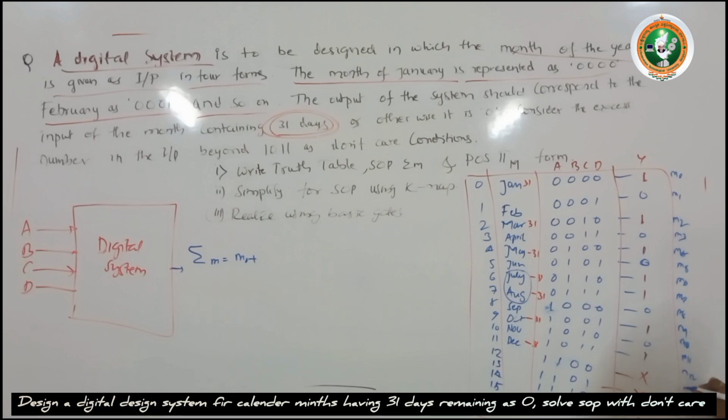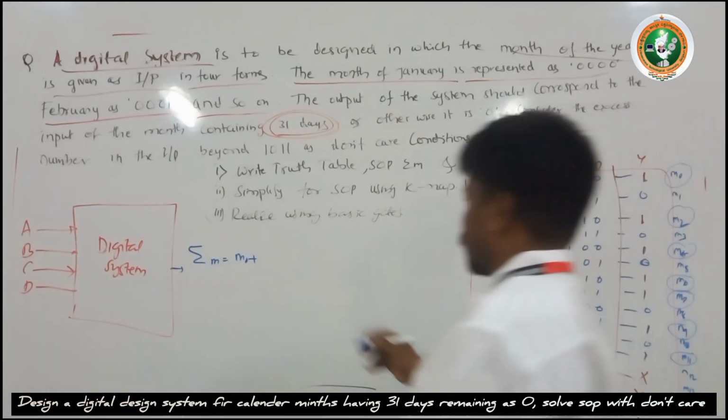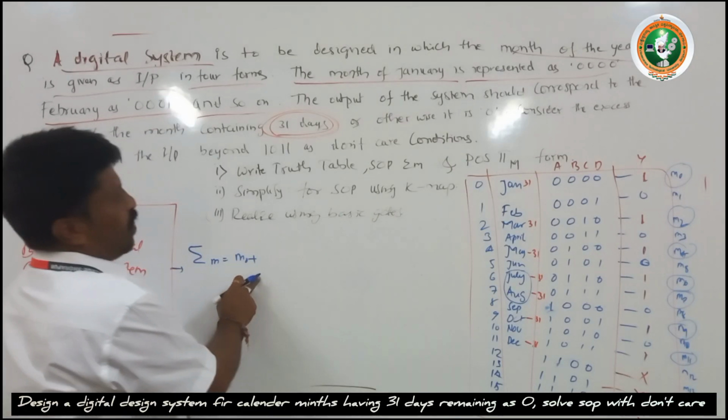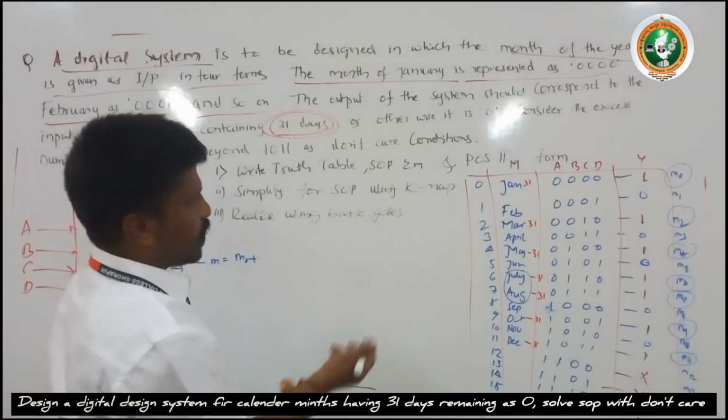M12, M13, M14, M15. Okay, got it. Wherever a one is there, that should be considered. This is to be considered. Like this, wherever the one is there, those minterms are considered when writing the Boolean function. Okay, the minterms.